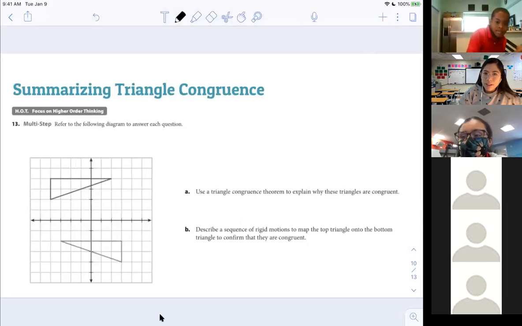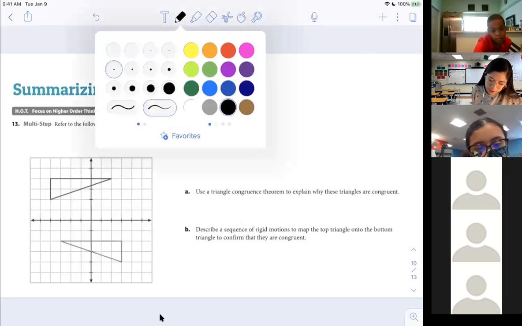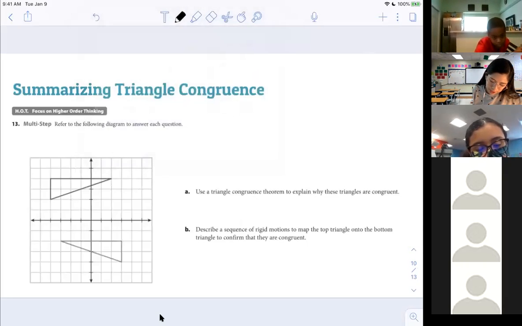All right, so here's another problem. This time my triangles are located on the graph. So even though it's not labeled, what can I figure out? The side, the angle, and the other side. Okay, so we know that they're congruent. Okay, that's good. But you could definitely figure out the sides and the angles. Okay, the angle is a 90-degree angle.